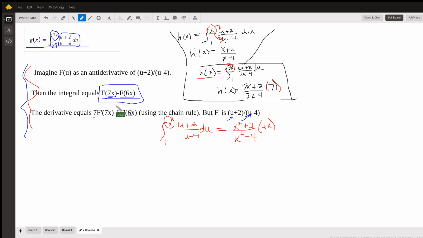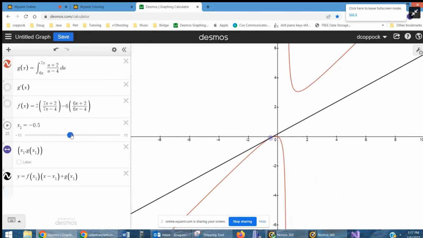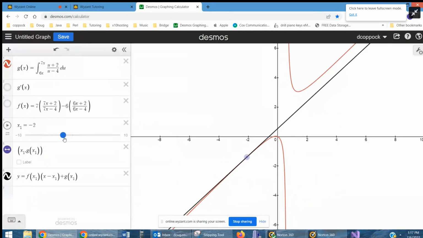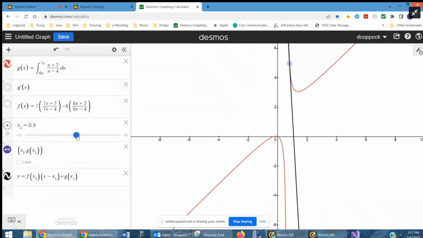Okay, there you go. I'll also post a link to that Desmos graph. And if I share my screen real quick, you can see if I change this x sub 1, there's the tangent line to that curve, which is g of x, and I'm using f of x sub 1 as the slope.